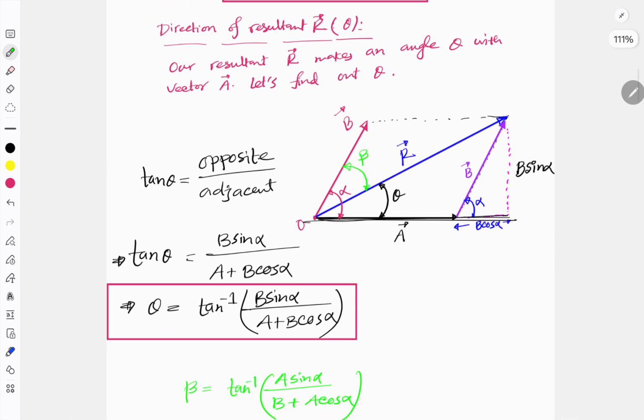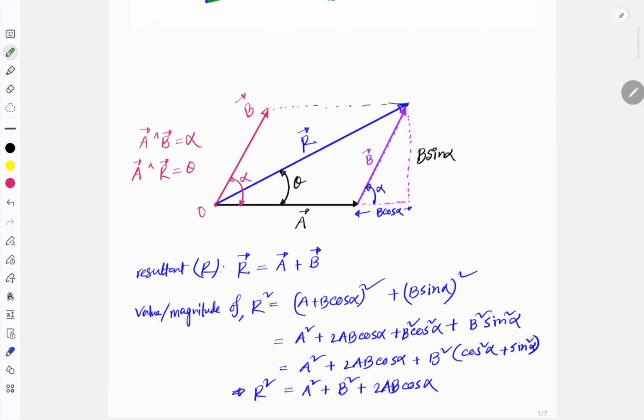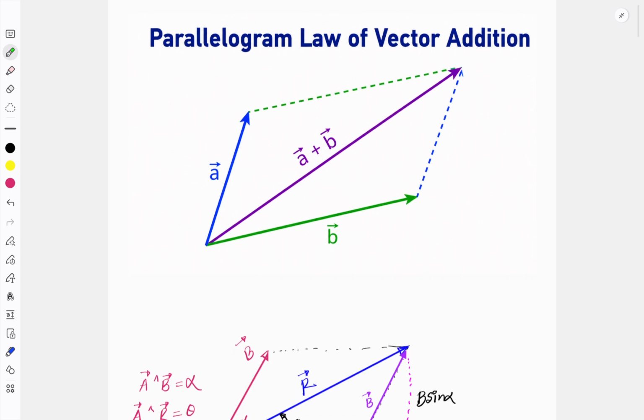So that's all for this video. I hope this helped you in understanding the parallelogram law of vector addition.